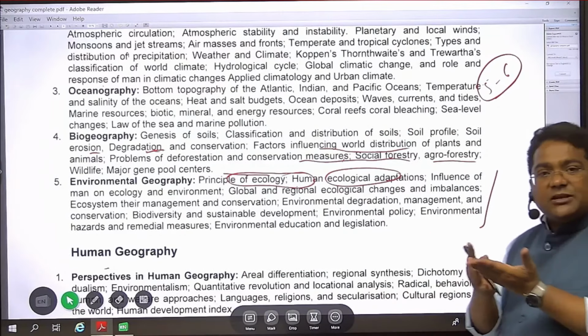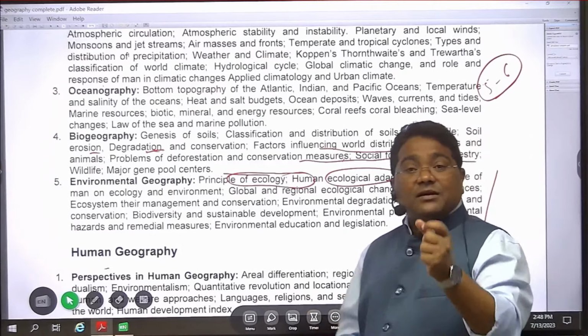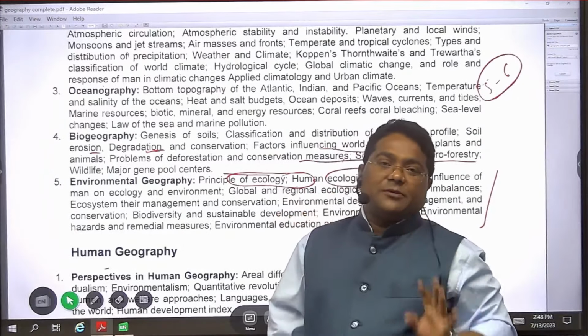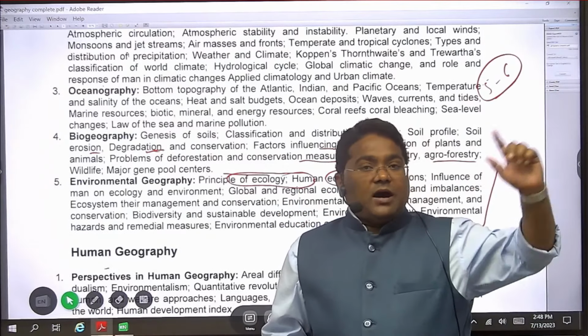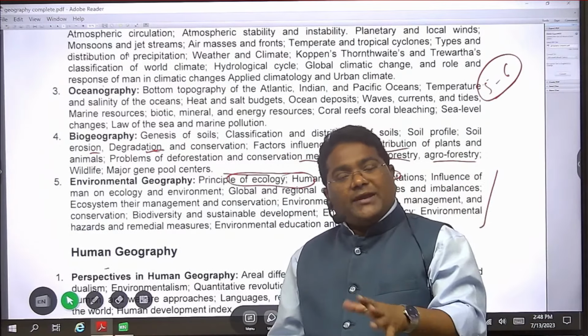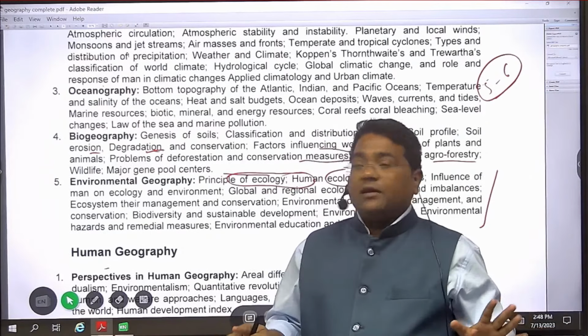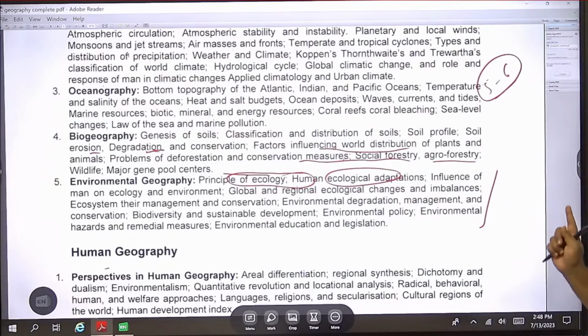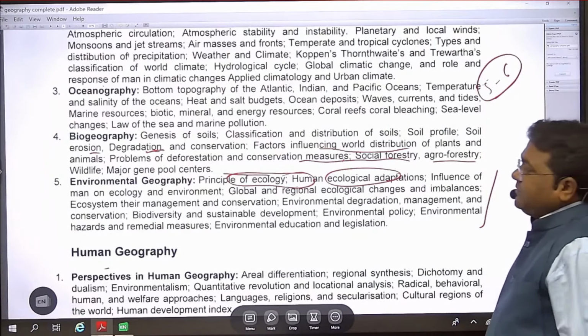GS plus optional syllabus is same, but again I am repeating, holistically you will be covering in the optional part. In the GS part you will be writing points, here you are writing comprehensively. That's it. So there is nothing new here. Oceanography is ditto in the GS as well as in the optional.